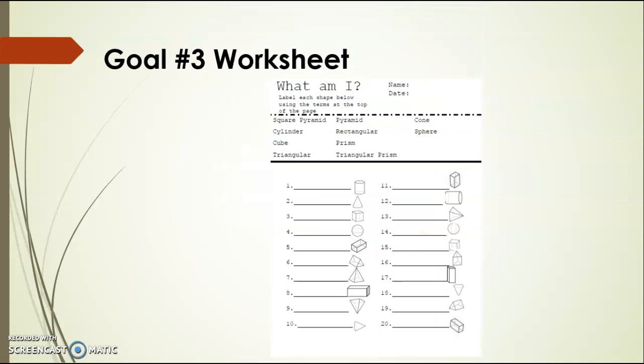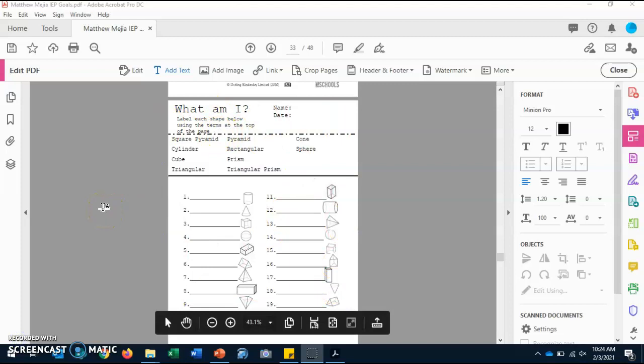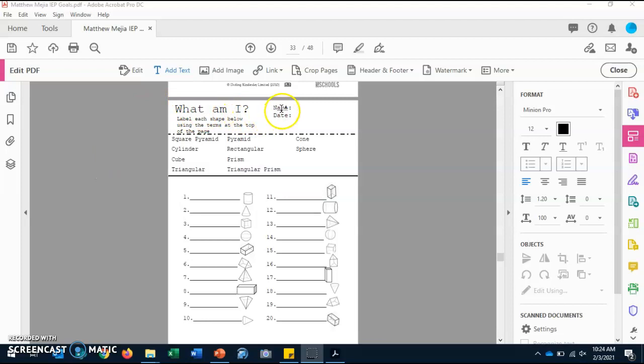So for today's worksheet, it is called What Am I? So please take out this worksheet. This is the worksheet we are going to be doing today for goal number 3. It's called What Am I? Don't forget to write your name and the date. And it says, label each shape below using the terms at the top of the page. So here we have our word bank. We have 1, 2, 3, 4, 5, 6, 7, 8, 9, 10.